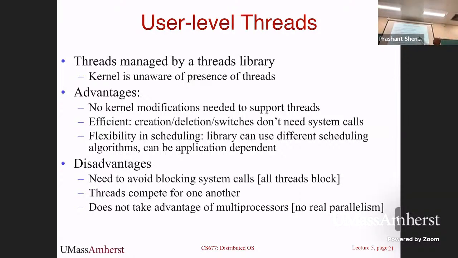So no kernel modifications are needed to support threads. User level threads are very efficient, as compared to the kernel level threads that we'll see, because creation and deletion of threads are library calls within that process. When you talk about kernel level threads, when you create a thread, that's a system call. The OS has to create the thread for you. In user level threads, when you create a thread, the library in your process creates the thread for you. The OS is not involved. So it's more efficient because creation, deletion, and switches are all more efficient.